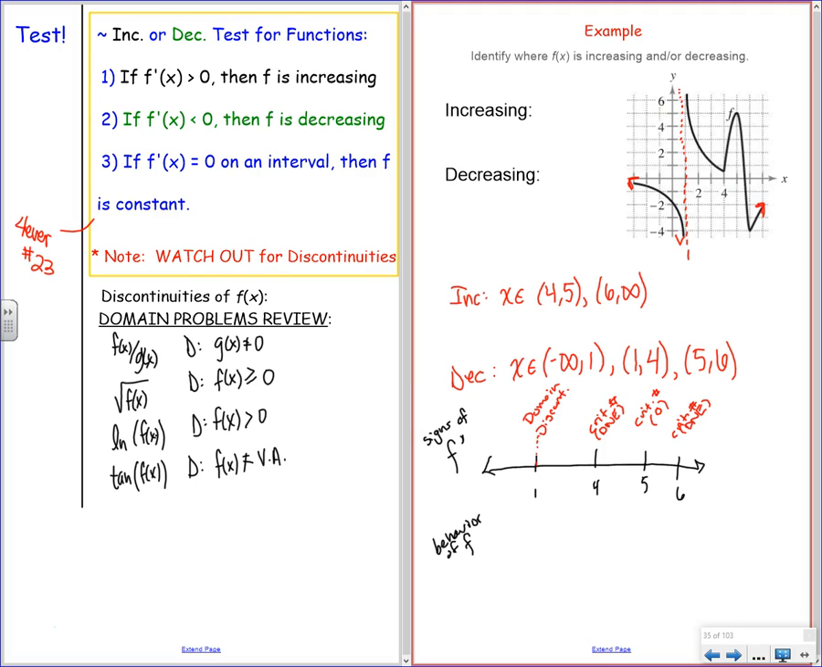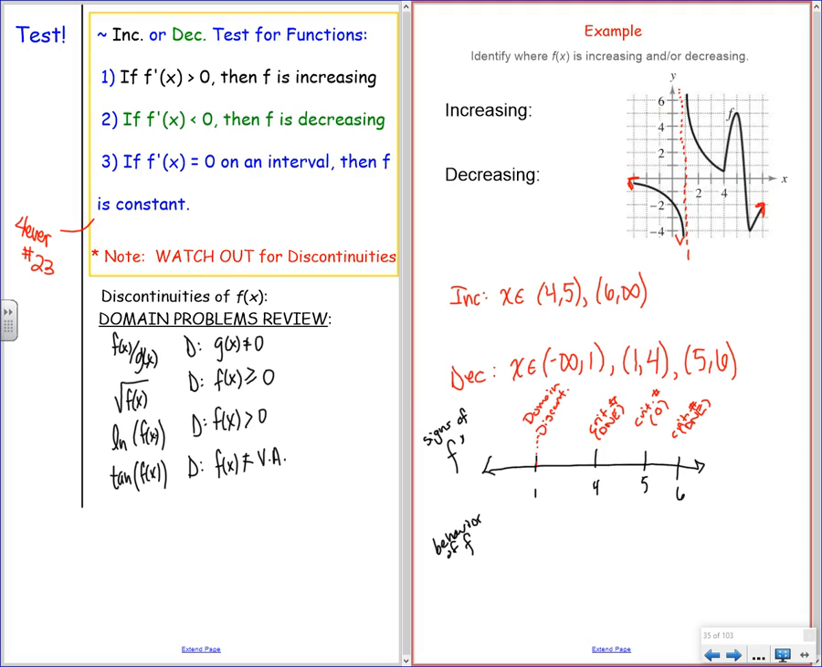And then, kiddos, look at this. What was the function doing all the way to the left of this discontinuity? What was it doing this whole time? Decreasing. Yeah. Because there is no opportunity for it to switch. Whatever it's doing, strictly monotonic, super boring. Whatever it's doing, it's going to have to keep doing because there are no other discontinuities or critical numbers.